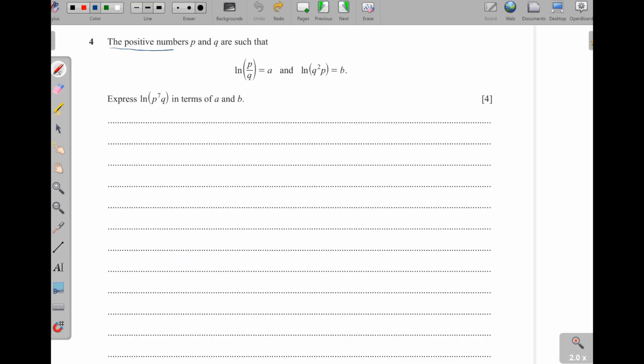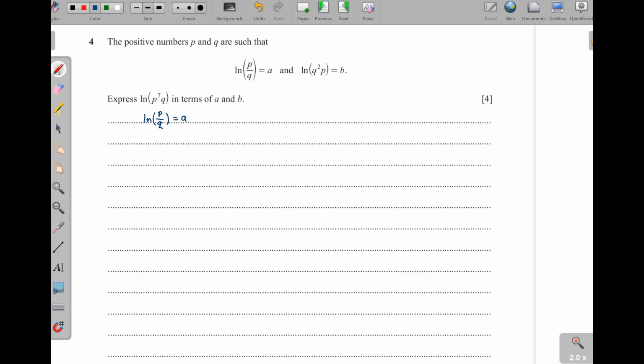Question: the positive numbers p and q are such that the natural log of p over q is equal to a, and the natural log of q squared p is equal to b. And then they are telling us to express the natural log of p squared q in terms of a and b. Now let us first look at this one here. Natural log of p out of q, this one is equal to a.